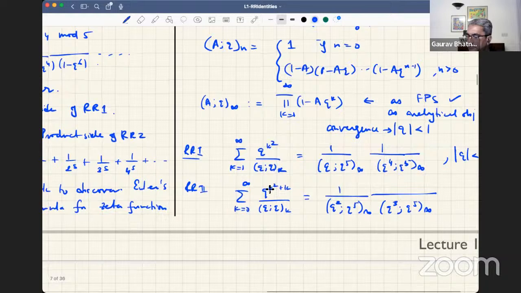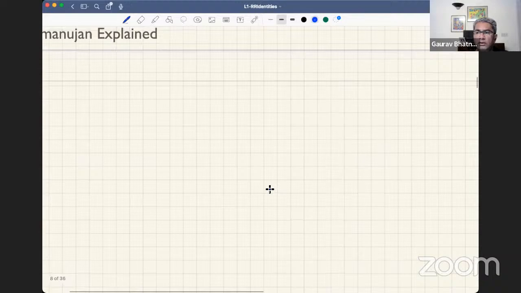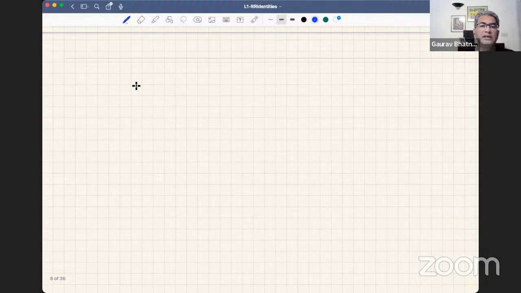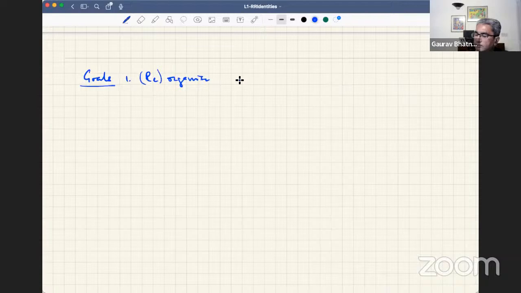So let me conclude quickly by saying what the goals of this lecture series are, and the goals may change slightly depending on requests from people who want to listen to these. So number one is to reorganize to some extent the work of the notebooks of Ramanujan.